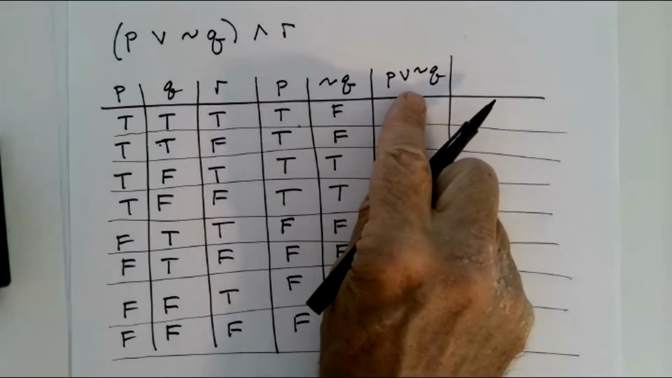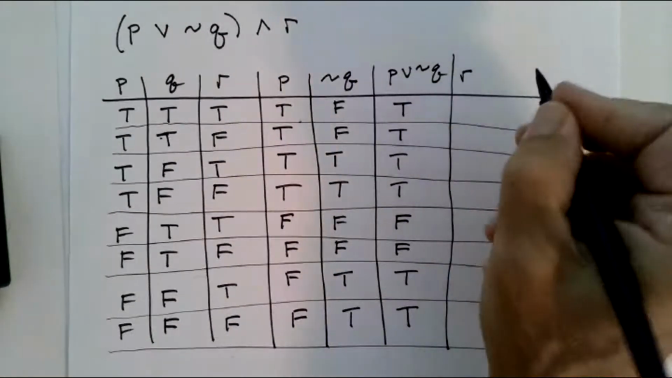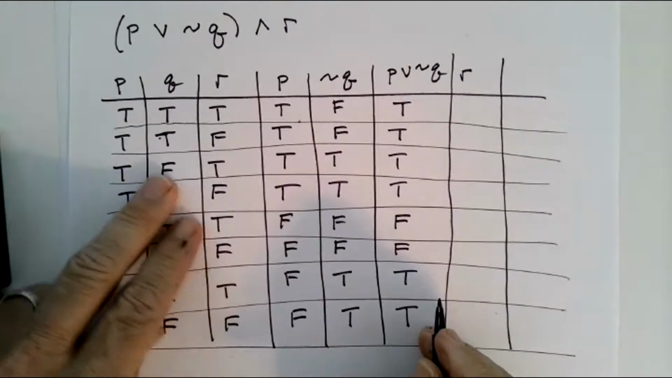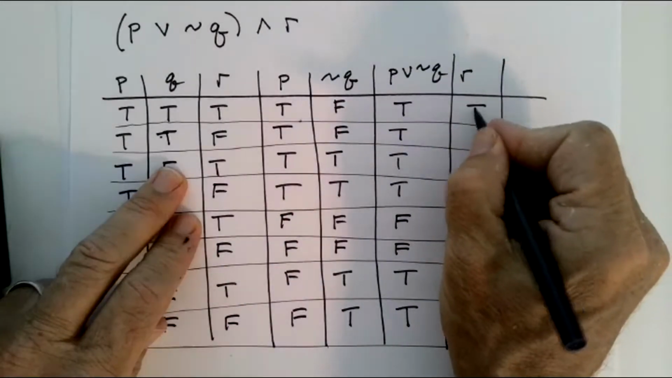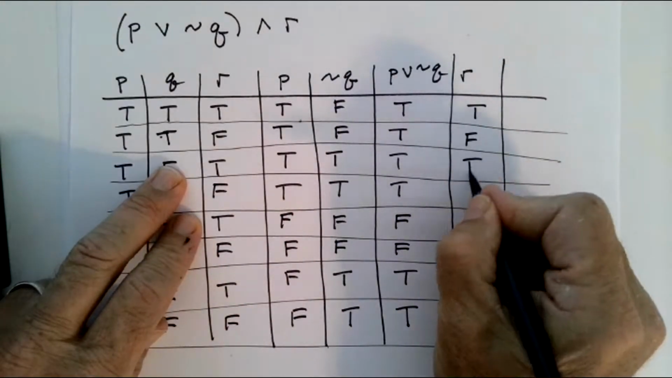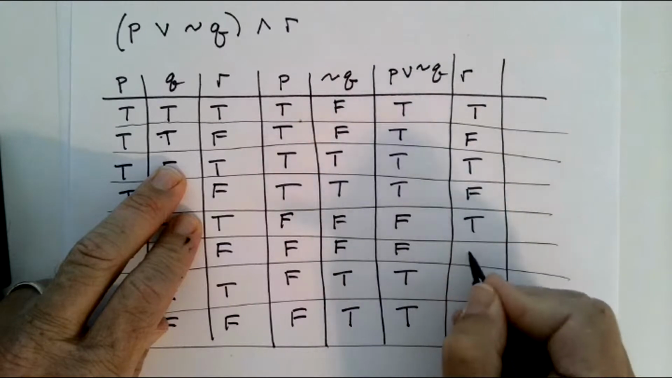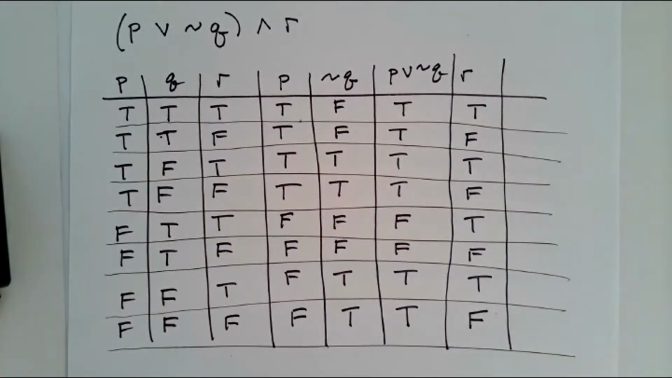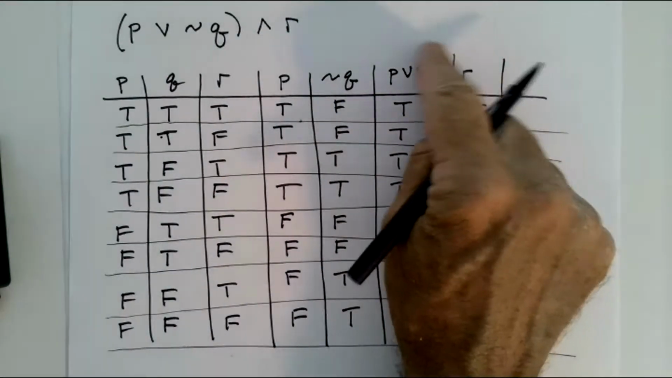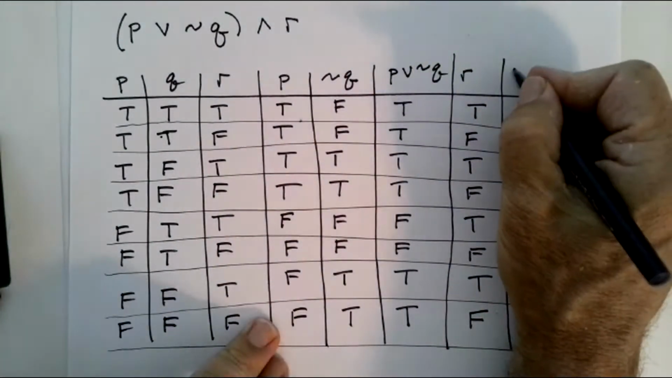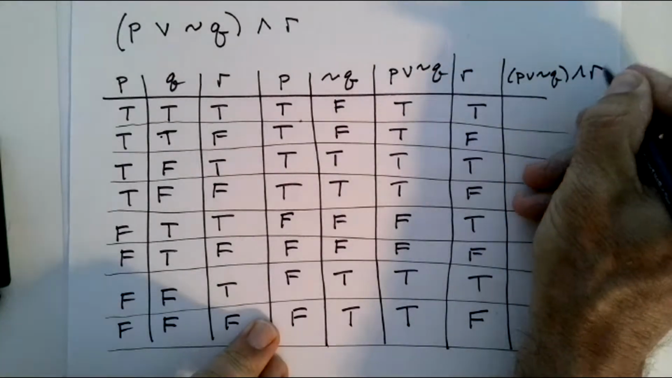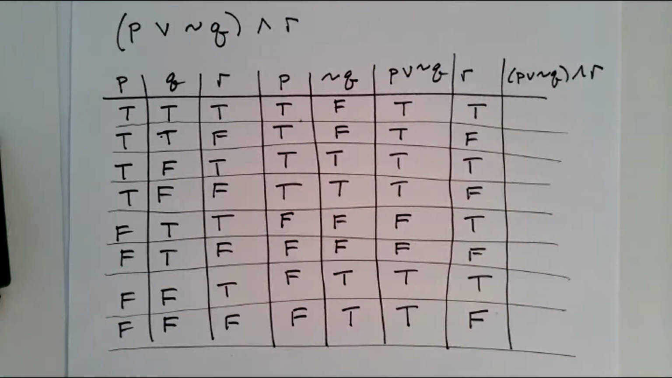Now I need P or not Q and R. So I like to make another copy of the R column. What is the R column? Alternates TF, TF, TF, TF. And then my last line, I link those two together with an and. P or not Q and R. When is an and true? The and is true when both statements are true.